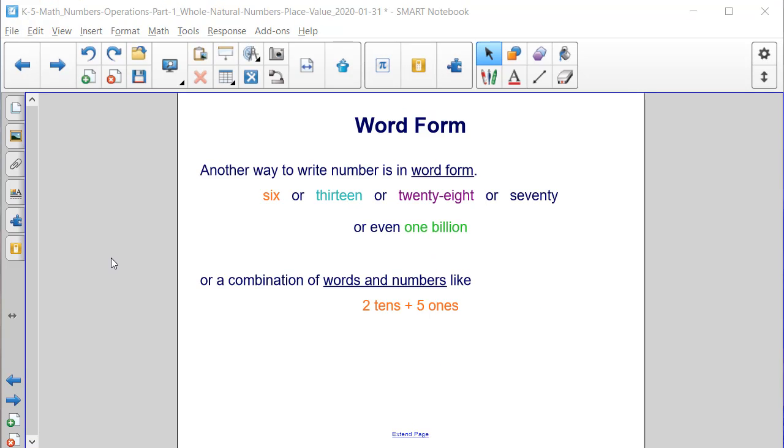Aside from writing numbers in standard form or expanded form, you can also write them in word form. 6, 13, 28, 70, or even 1 billion are all examples of how you would write a number in word form. You can also write numbers as a combination of words and numbers, such as this, 2 10s plus 5 1s.